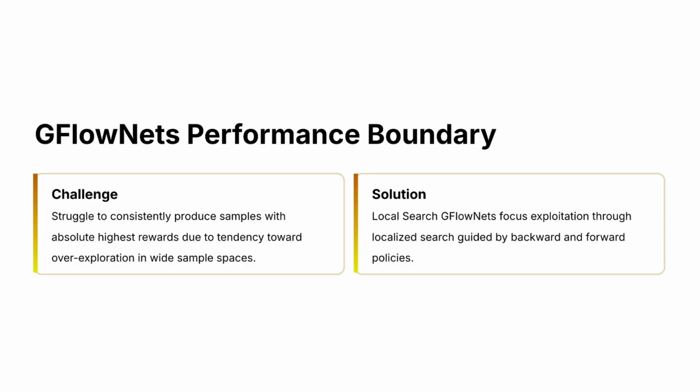absolute best one. To address this, researchers have developed local search GFlowNet, which introduces a more focused balance between exploration and exploitation. This model guides sampling through localized search strategies, using both forward and backward policies to refine the search around promising regions. In essence, local search GFlowNets preserve the original model's diversity advantages while adding a layer of precision, helping the system not just explore broadly, but also converge effectively to top performing solutions.